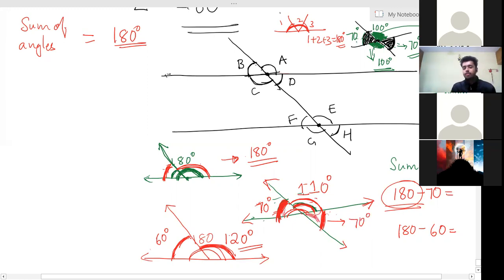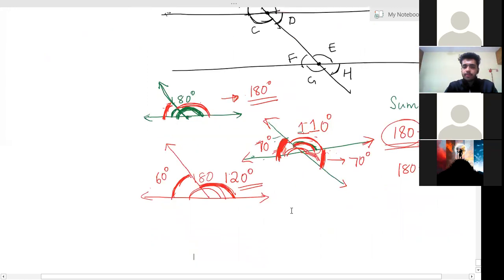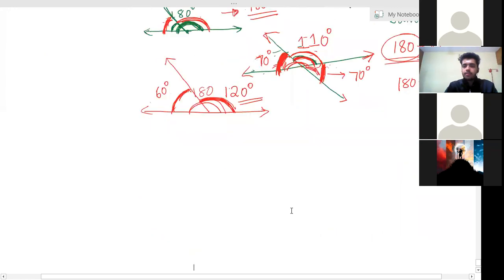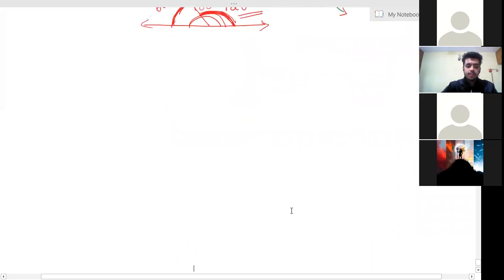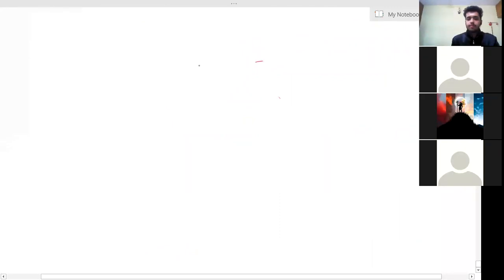Okay, now you understood, right? Yes, sir. Now, anybody else have any doubts in vertically opposite angles and corresponding angles? No, sir. Okay, just a minute.